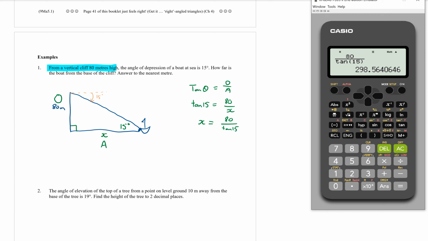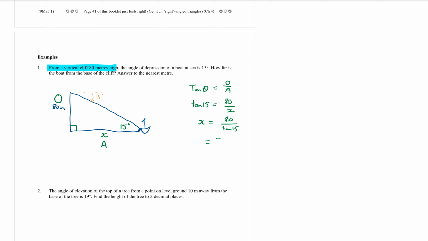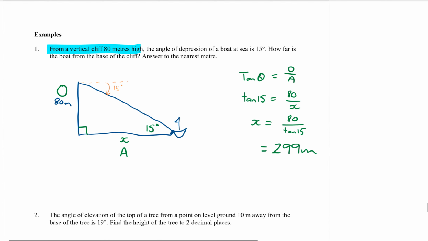So, normal tan of 15. And it said, remember, nearest meter, which means I don't want any decimal places. So this is a 5, so am I going to round up or down? Up, which means my answer is going to be 299 metres. The boat is 299 metres from the cliff. Easy peasy, right? It's all about getting that diagram right. Then the trigonometry should all be familiar.